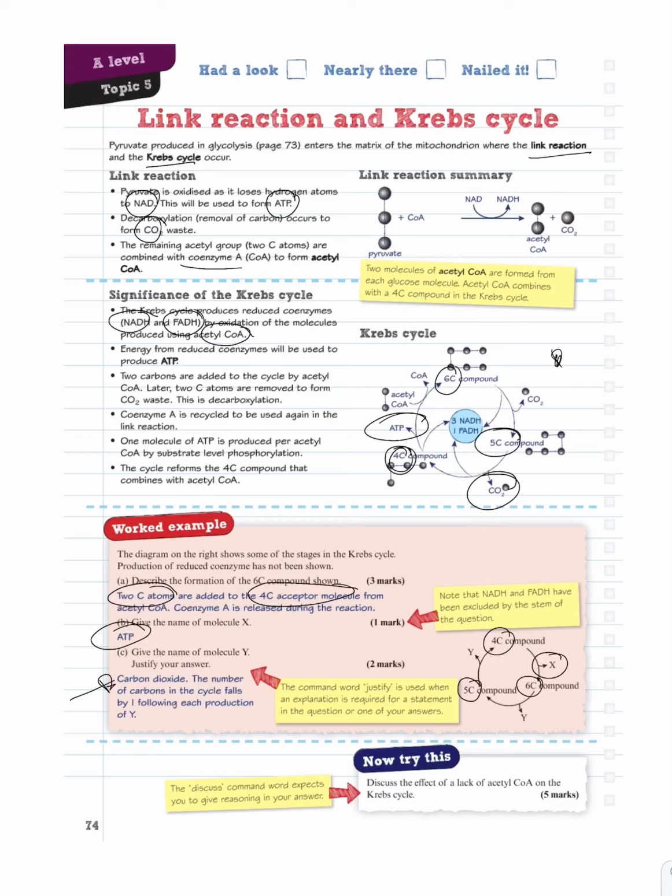Therefore, pyruvate would build up, and so carbon dioxide production would stop, and therefore we won't have any reduced NAD and reduced FAD from the Krebs cycle, and so we won't have the electron transport chain functioning, and so ATP would not be produced. And that's it.